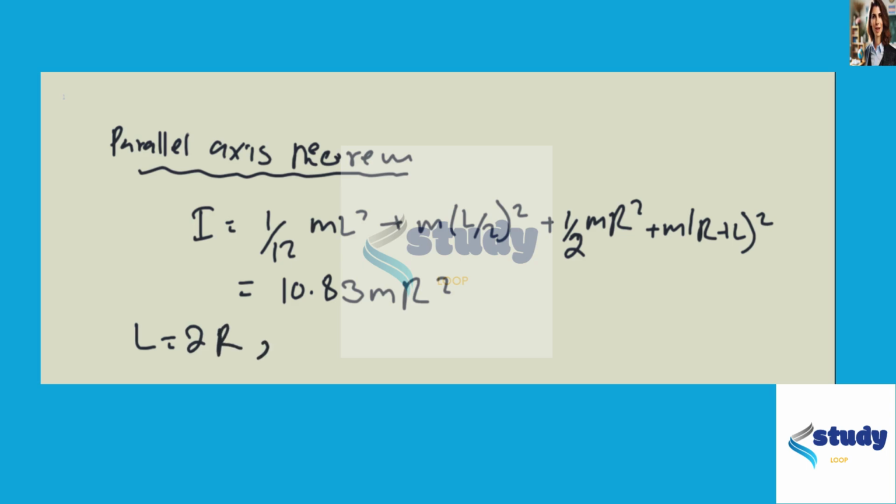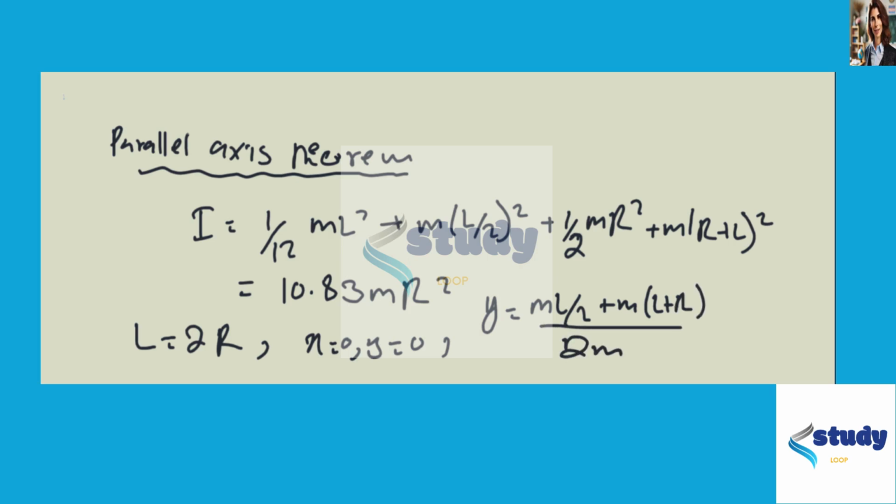If we take the base of the rod to be at the coordinate origin, x is equal to 0 and y is equal to 0, then the center of mass is given by y equals (m·L/2 plus m(L+R)) divided by 2m, since m plus m is 2m. Mass will cancel out, taking common, so we are left with y is equal to 2R.